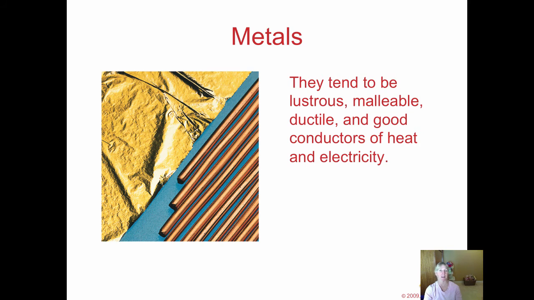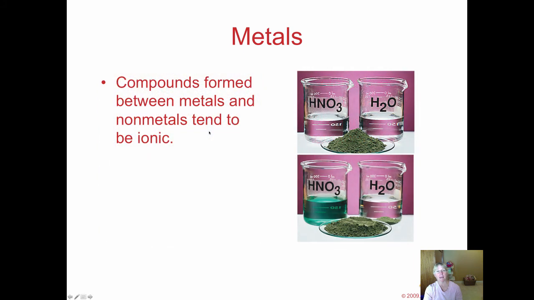I'm not sure what we're looking at there. Oh, this is a super thin, finely pounded out, probably leaf of gold foil. Here's some lovely ductile pieces of copper wire. And metals and nonmetals tend to form ionic substances. I will go through this with you as we learn the heavy part of the chapter, reactions.